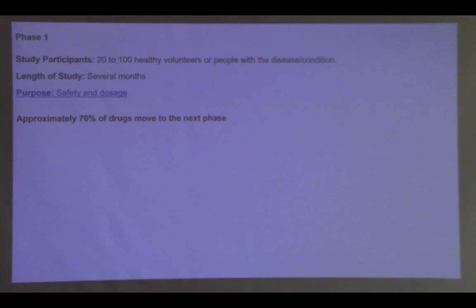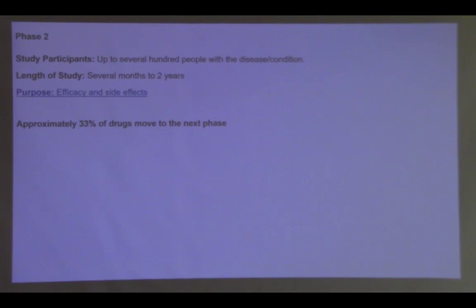And so you can see on the bottom too, another thing that we'll look at tonight is how many of these drugs really make it to market. There's a tremendous amount of research and development done, and the ones that progress are very small. So we're looking at about 70% of drugs moving out of phase 1 to phase 2.